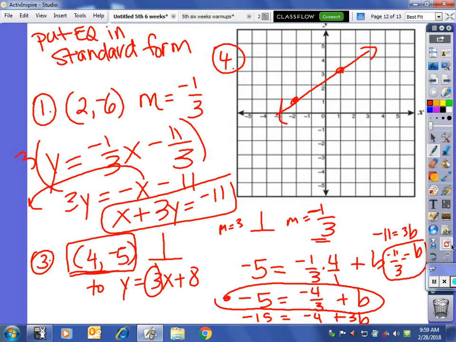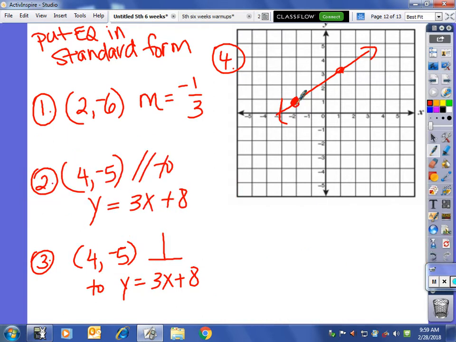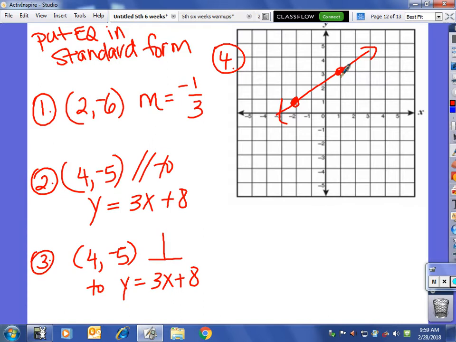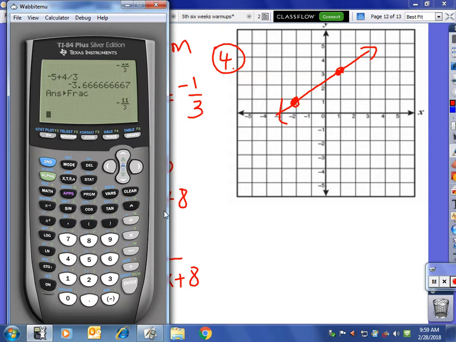Yes, number 4. I'm not done yet. Number 4 was a visual. I gave you a picture of a line with 2 points highlighted. Where do you go when you know 2 points? Stat edit. What 2 points am I going to put in there? -2, 1, and 1, 3. And then stat, calculate. It's definitely linear.